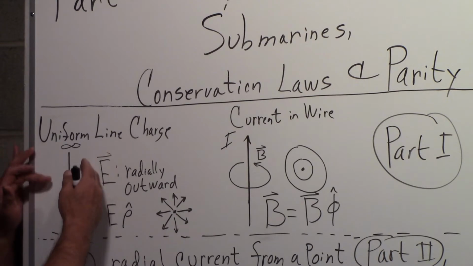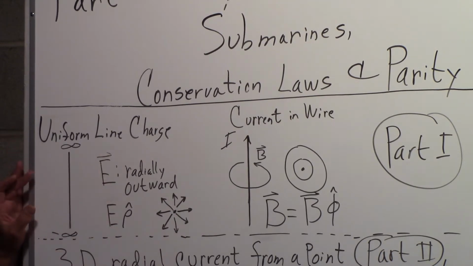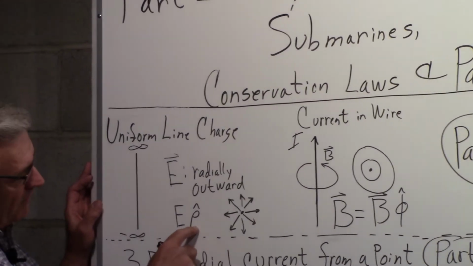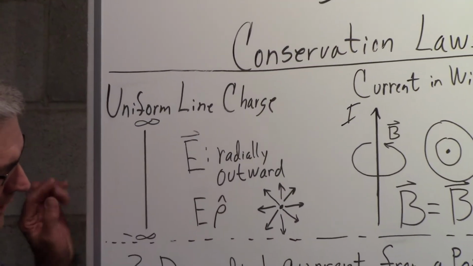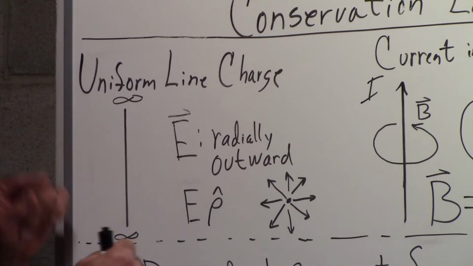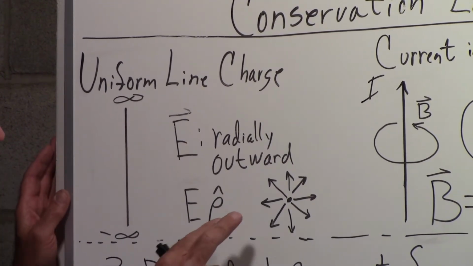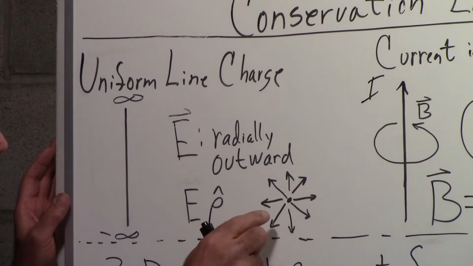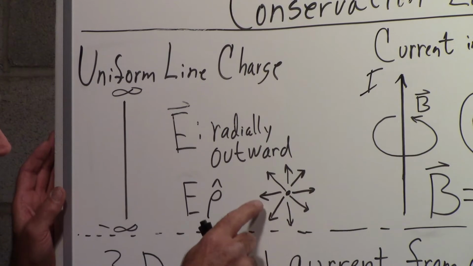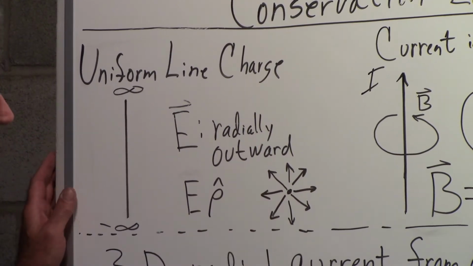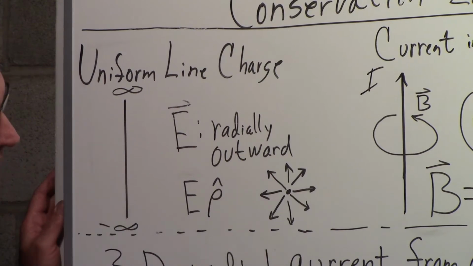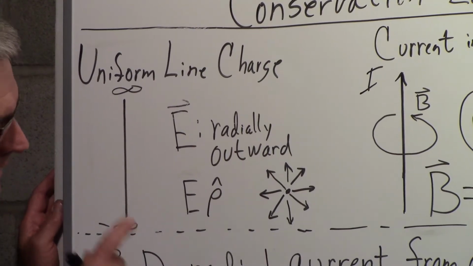So for something with that kind of shape, you would probably use cylindrical coordinates. So I'm indicating E rho hat for radially outward. And if the charge was negative, then it would be radially inward. And looking along the length of the wire, you would see the field going radially outward, or again, if the charge is different, it would be going inward. So that was one of the symmetry things we did in E&M.